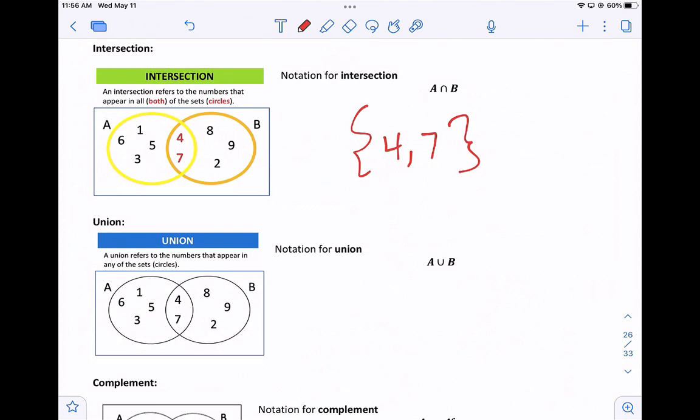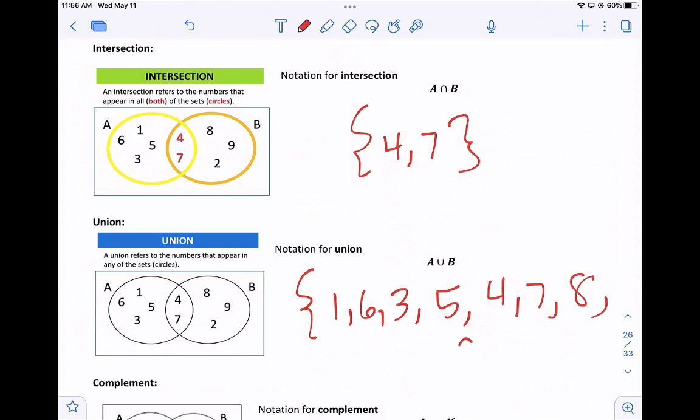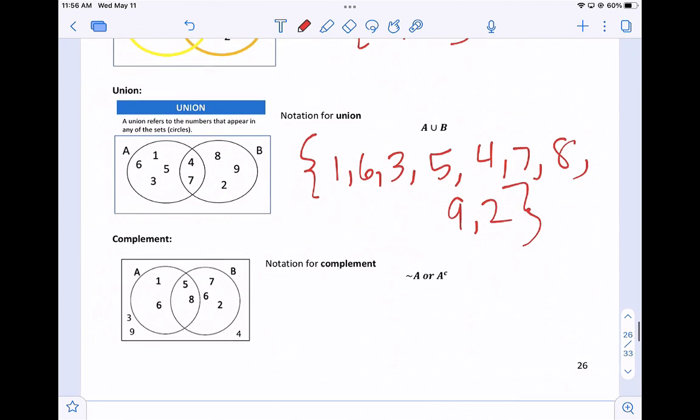Union would be one or the other or both, so it's everything. So 1, 6, 3, 5, 4, 7, 8, 9, and 2. So "or" is everything. Whoops, that's not a very good curvy bracket. And the complement is everything on the outside, so not A.